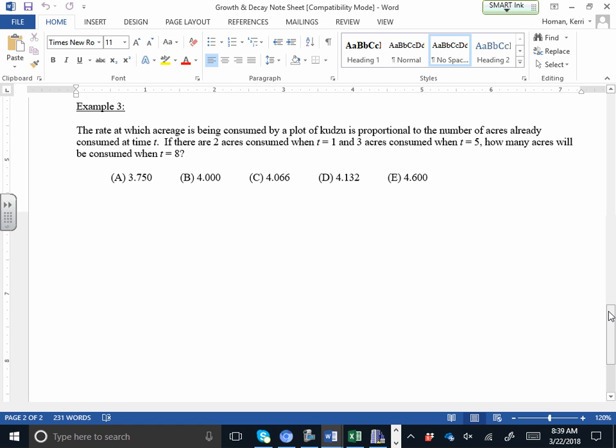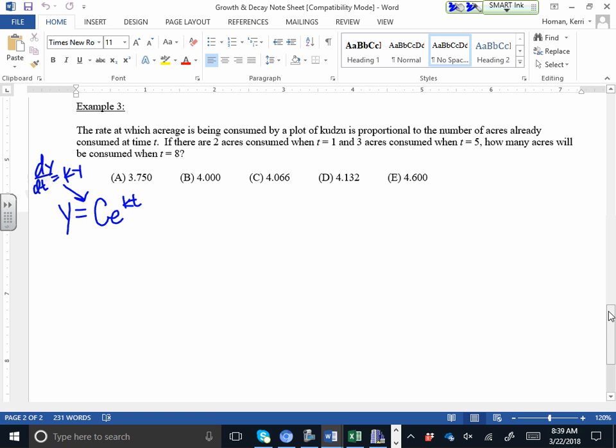Okay, the rate at which the acreage is being consumed is proportional to the number of acres already consumed. What does that mean? It means test. Yes. Okay. Where Y stands for the number of acres consumed. Yeah? Okay. So we know dy/dt equals ky, which means that. All right. Perfect.